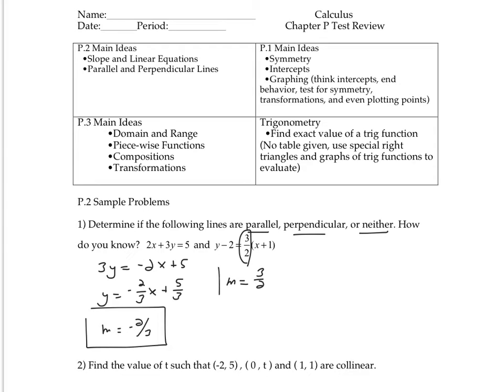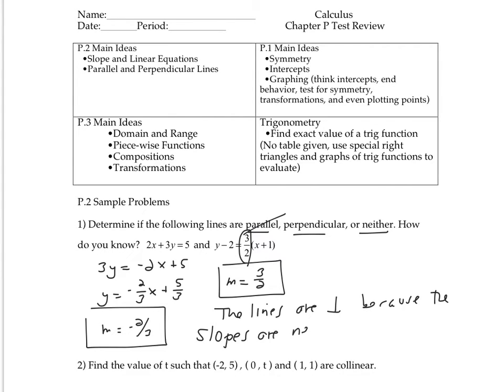If we compare the two slopes, obviously they're not the same, so the lines cannot be parallel to each other. And now check and see if the slopes are negative reciprocals. They are. 2/3, the reciprocal would be 3/2. The first slope is negative, second slope is positive, so the lines are perpendicular. I'm sorry about my writing. So we're going to say in writing the lines are perpendicular because the slopes are negative reciprocals.